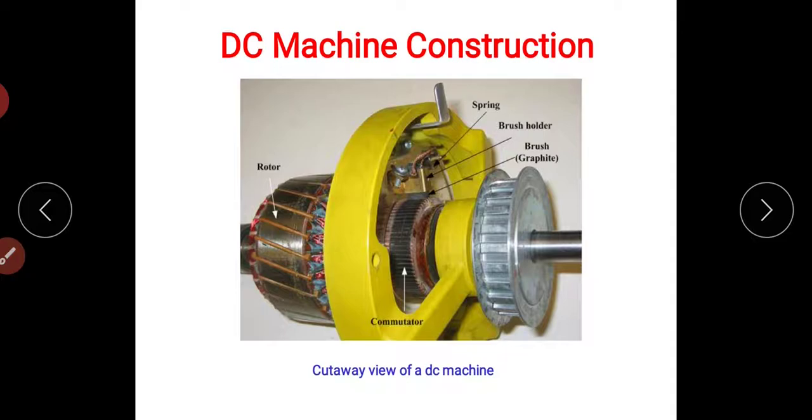And the last one, the yoke. The yoke is the frame of the DC generator. It provides mechanical support to the internal parts of the DC generator.